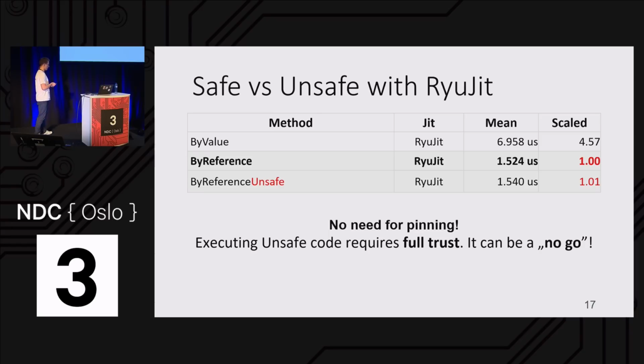And I didn't know that unsafe has limitations. A few years ago, I was running a demo on Azure, and it failed because the default setting didn't allow me to have full trust. So if you want to run your code everywhere, you cannot use unsafe, because somebody might use it in an environment with limited trust, and the code will just fail during runtime execution. So it can be a no-go.